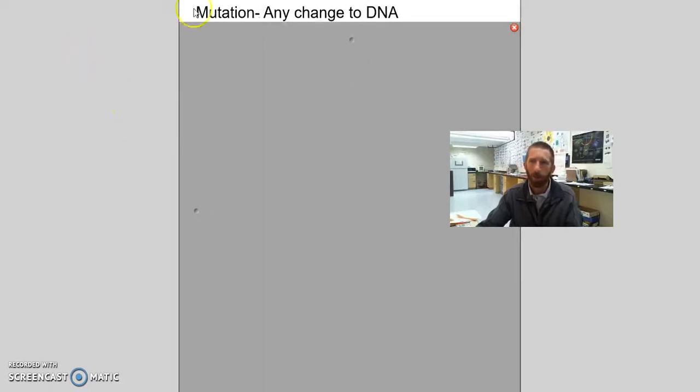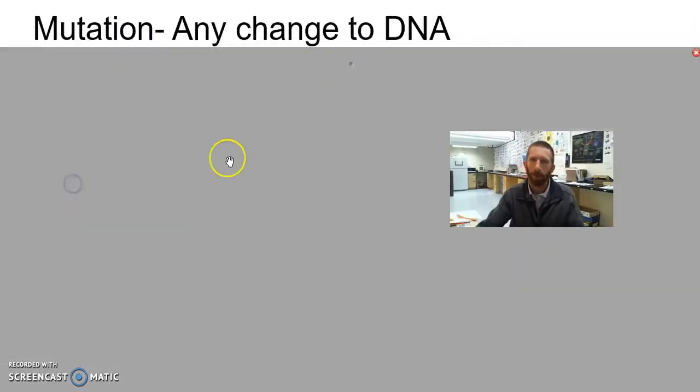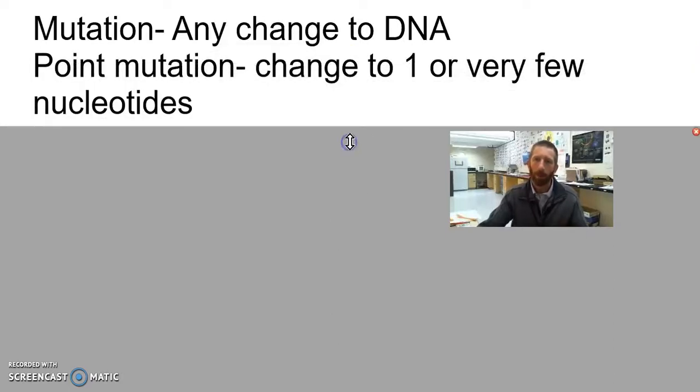All right, so mutation, go ahead and write down: mutation is any change to DNA. I'm going to go kind of quickly because I'm running out of time. Point mutations are changes to one or very few nucleotides. So make sure that you have that written down. I would like to distinguish point mutations versus chromosomal mutations.